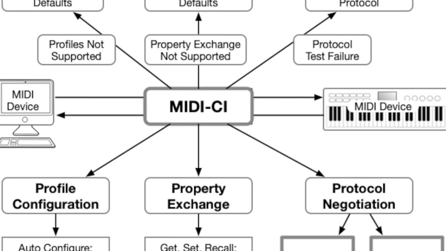And the second thing is a mantra that I have always had, which is making it easy is really difficult. So when you listen to a lot of the behind the scenes stuff that we're talking about, it can appear very complicated. That's the case with program change, where we now integrate bank into program change. It's the same thing with assignable controllers and registered controllers, where we've taken three messages and made them one message. With profile configuration and property exchange, we're trying to make it much easier for the musician to be more expressive. And to me, that's the essence.